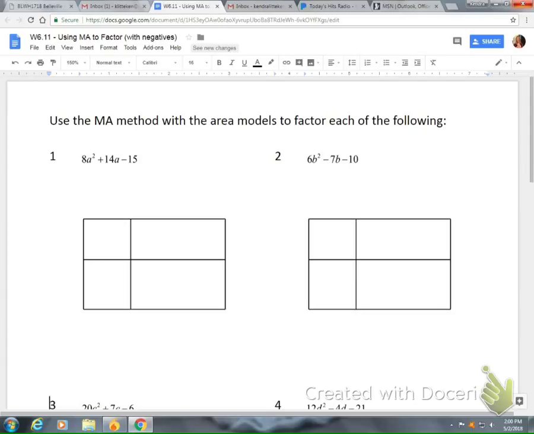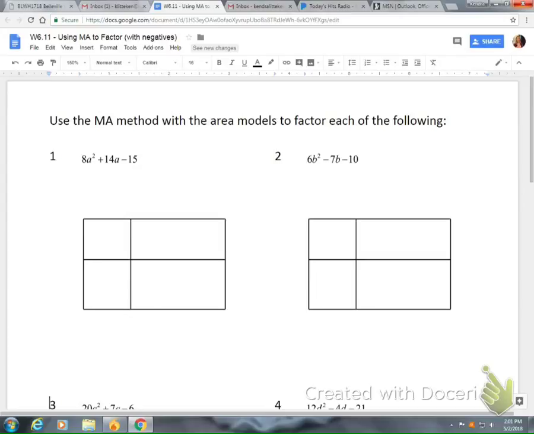So this is basically the same things that we've been doing this past week, except for this time we have some negative numbers thrown in there. So like that worksheet that we practiced yesterday, finding the M, finding the A when we're dealing with negative numbers, we're now going to do that, but we're going to use it and then factor. So our steps are going to be the same. So use the MA method with the area models to factor each of the following.